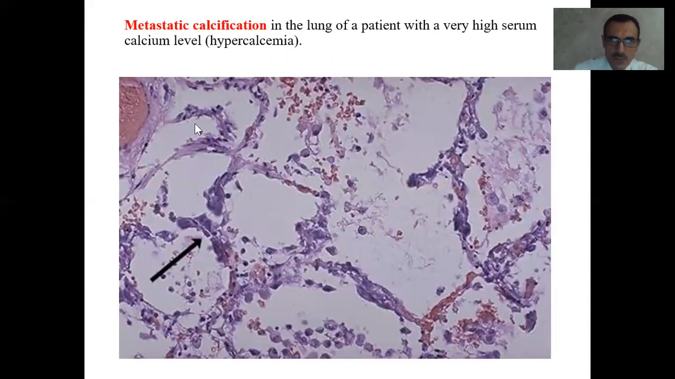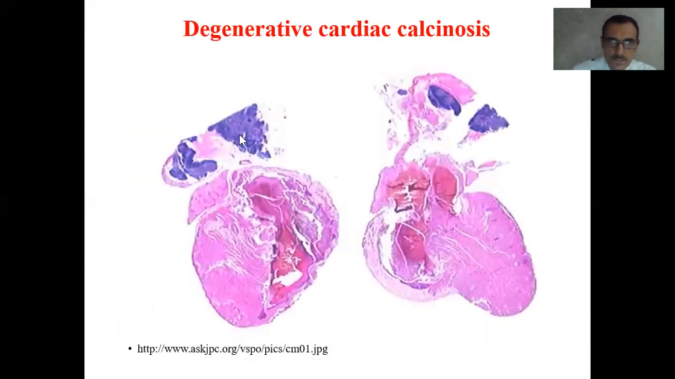Here you see the microscopy taken from the lung tissue, and this patient has a very high serum calcium level, hypercalcemia. Here you see the accumulation of calcium salts in the alveoli, and the degenerative cardiac calcinosis. You see here calcium salts.